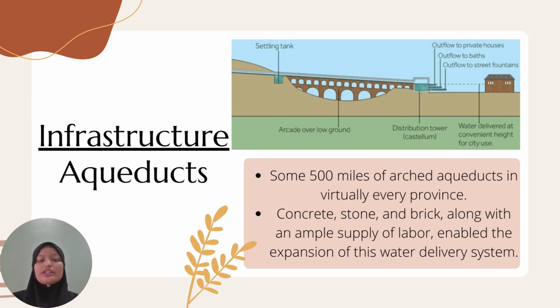The feature that gives the Roman aqueduct its visual identity is the arch. The Romans' use of repeated arches, essentially a modular system of construction, allowed them to build an aqueduct of indefinite length, and this is what they basically did with the spans across the plains. Concrete, stone, and brick, along with an ample supply of labor, enabled the expansion of this water delivery system. But it is the arch that is the trademark architectural feature that allows the aqueduct to be the most powerful expression of an empire produced by the Romans.